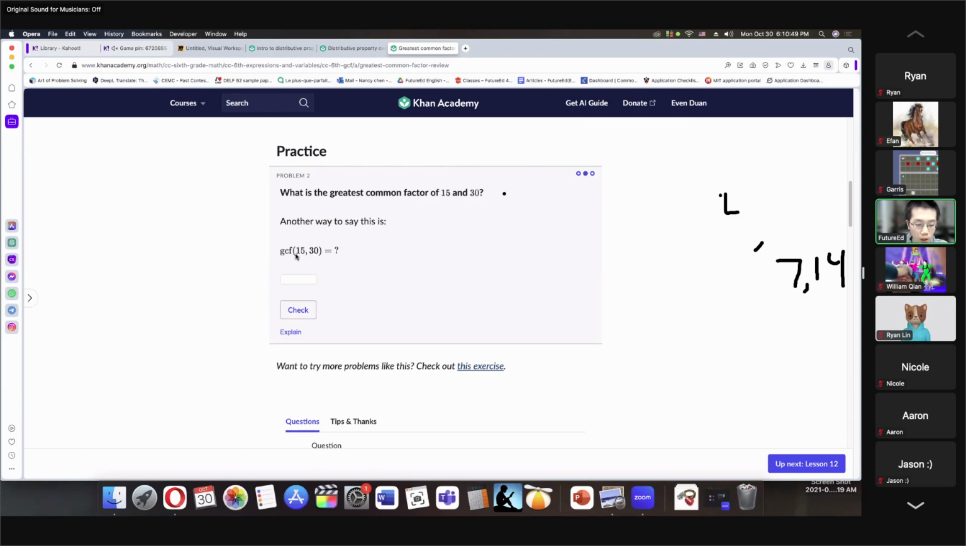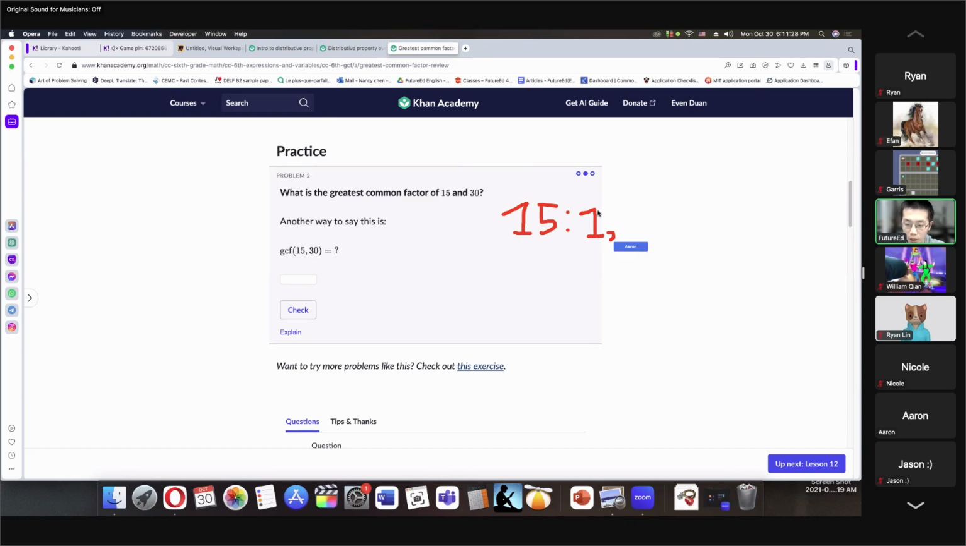Would anyone like to try and find the greatest common factor of 15 and 30? Any volunteers? Aaron? You can draw on the screen if you'd like, or you can just say the answer in the chat if you know the answer already. Okay, I see Aaron's writing on the screen. I'll write 30 for you if you need my help. Or actually, Garrus, can you write the factors of 30, please? Under Aaron's 15 on the screen, if that is possible.